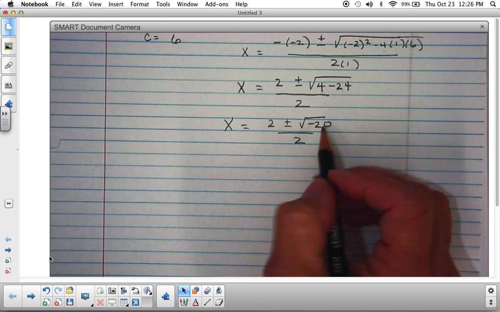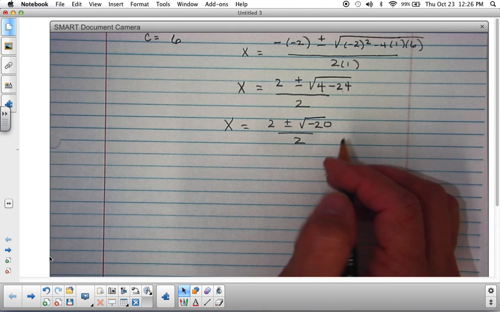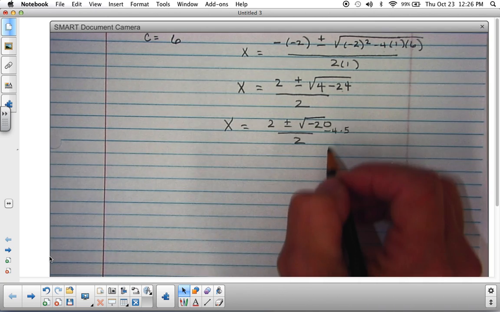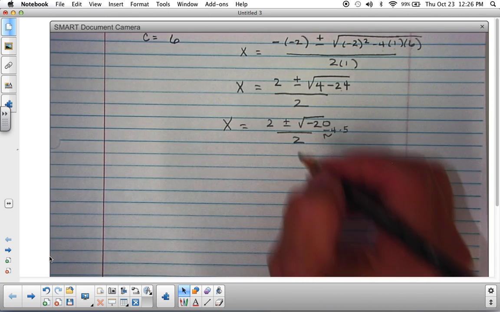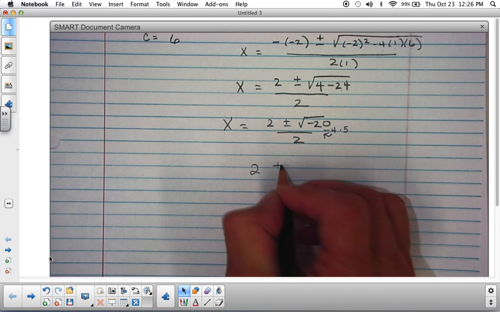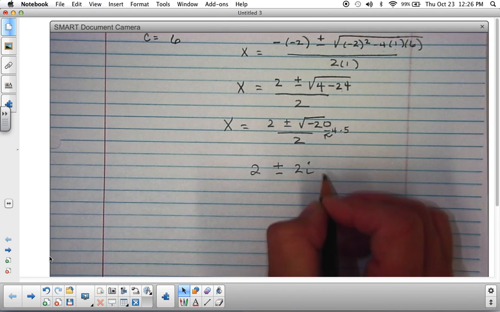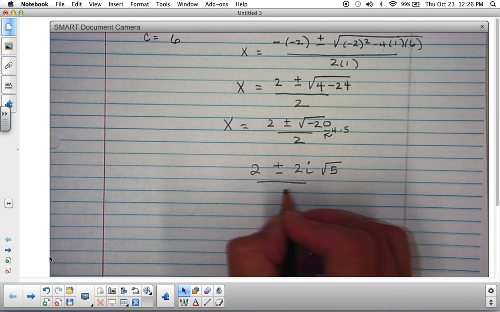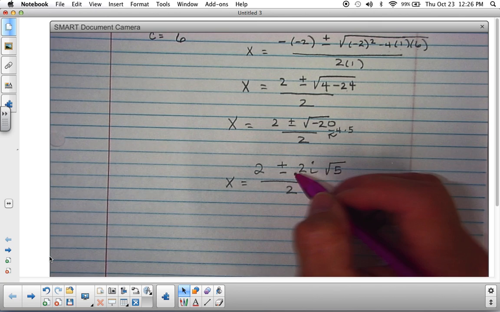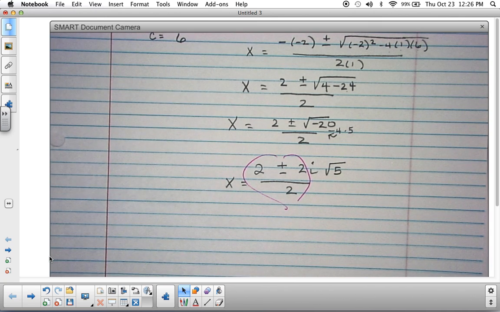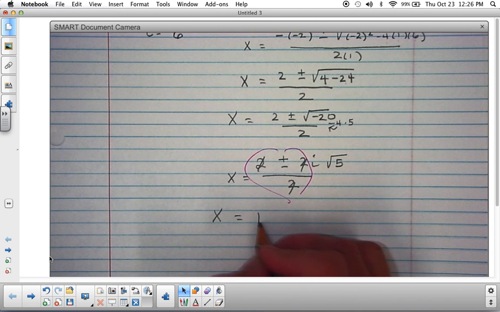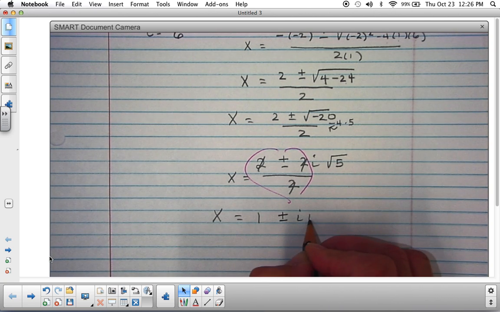So now again, I do have to reduce or break down this negative 20. My breakdown is going to be negative 4 and 5. And the negative 4, you will recall, is going to come out front as 2i. So now I'm at 2 plus or minus 2i rad 5 all over 2. And then one more step, again the heart. All three of those 2's can reduce and become 1, 1, 1. So my final answer here will be 1 plus or minus i radical 5.